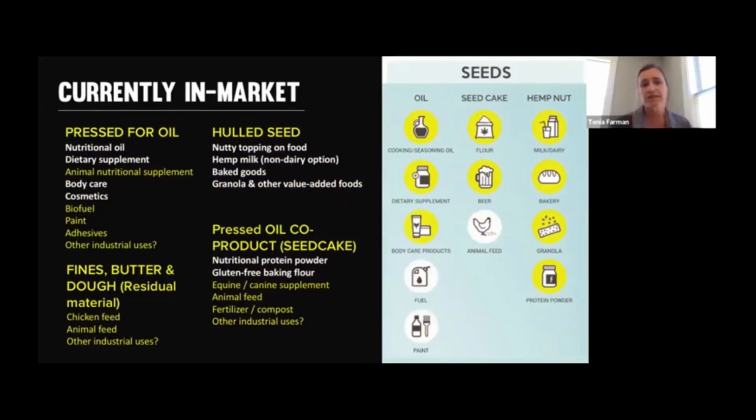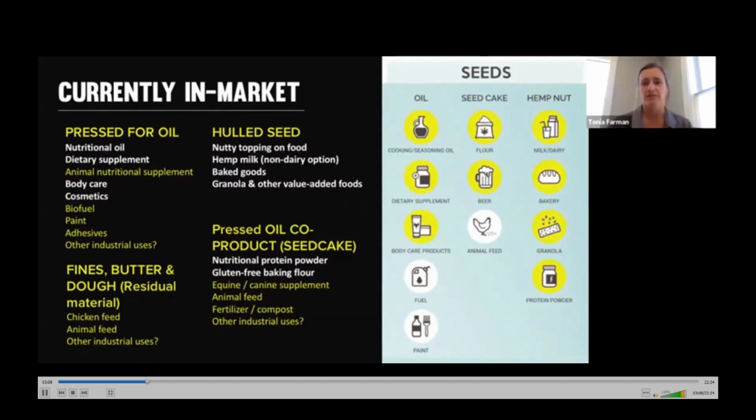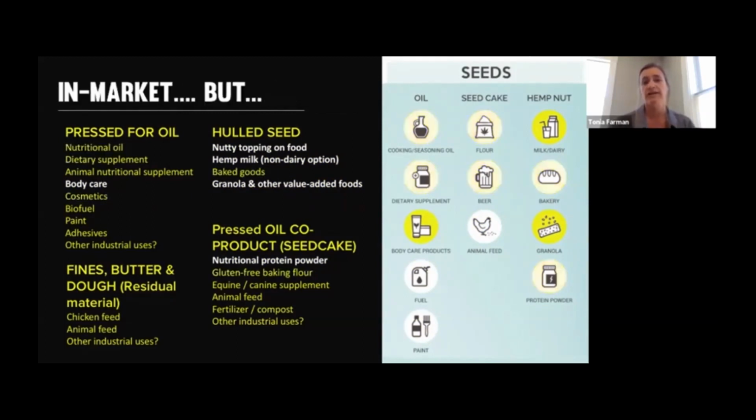So currently in market right now, the primary uses are nutritional oil, dietary supplements, cosmetics and body care. The hulled seed is in food products. And then the seed cake is milled into protein powder and gluten-free flour. But I have a big disclaimer: out of all of these products, very few are actually in natural mainstream markets. I'll go into why that is, but it's a marketing issue.